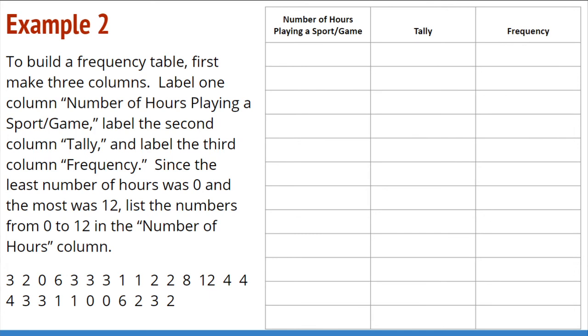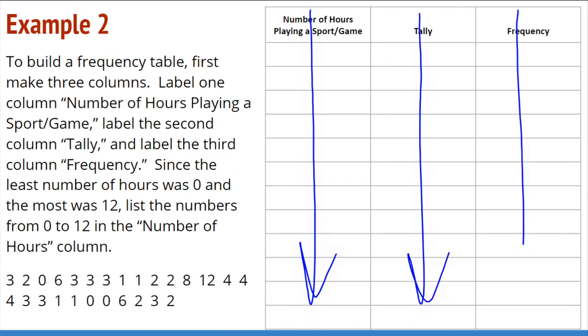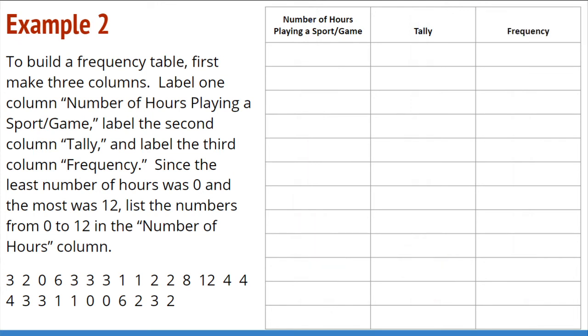And it should look something like this. So we've got our columns. Remember, columns run vertically. And then we've got our rows: 0, 1, 2, 3, 4, 5, 6, 7, 8, 9, 10, 11, all the way down to 12.